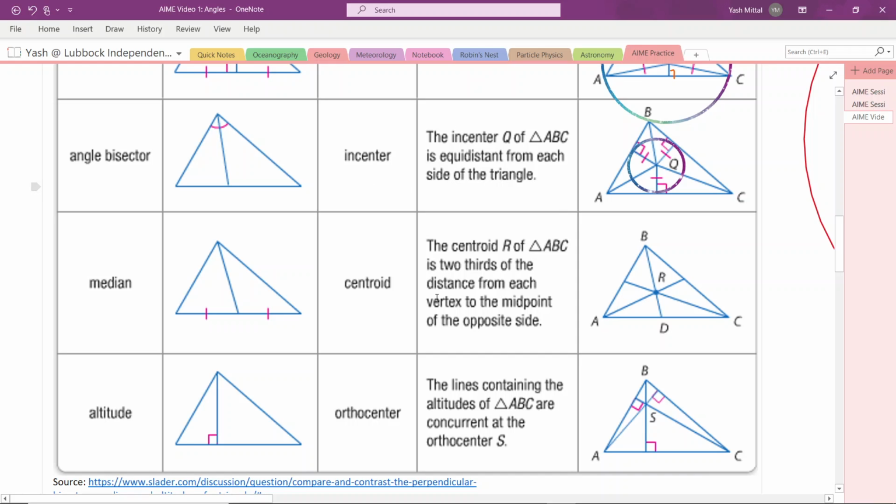Now let's look at the final part, which is the altitude. The altitude is essentially a line that goes from the vertex down to the other side, but now you're making sure it's at a right angle to that side. If you do it for all three sides, you have a circumcenter, or not circumcenter, orthocenter. I need to read off the actual chart. The lines containing the altitudes of ABC are concurrent at S.